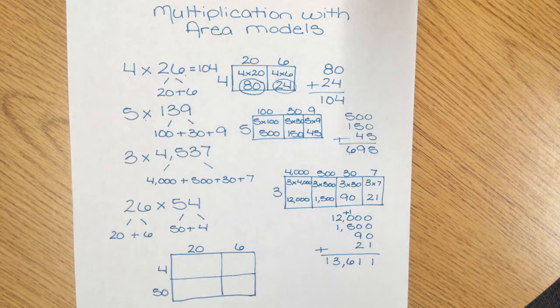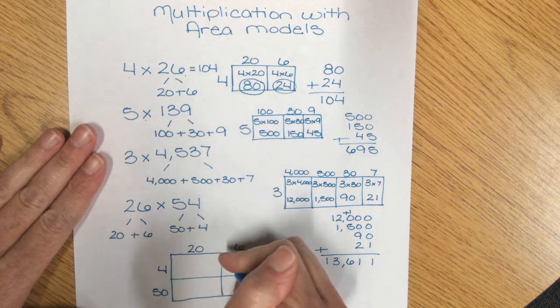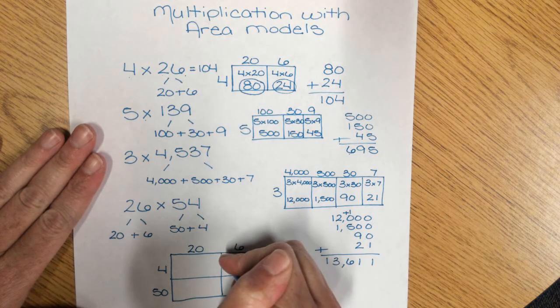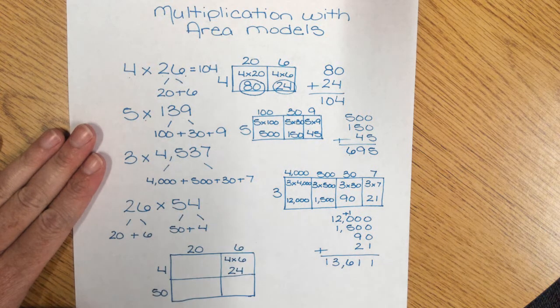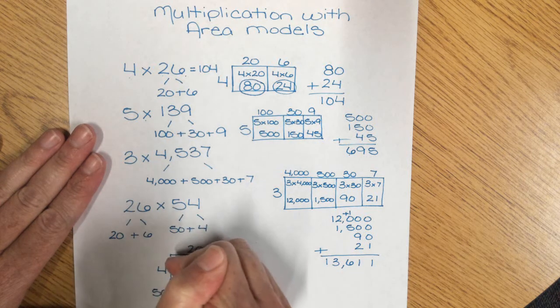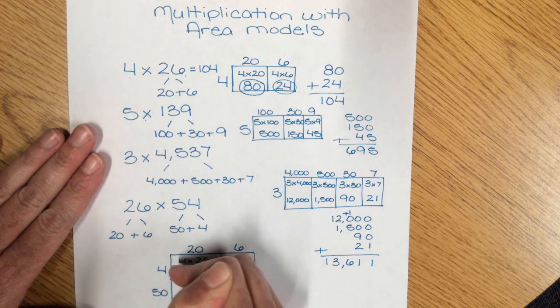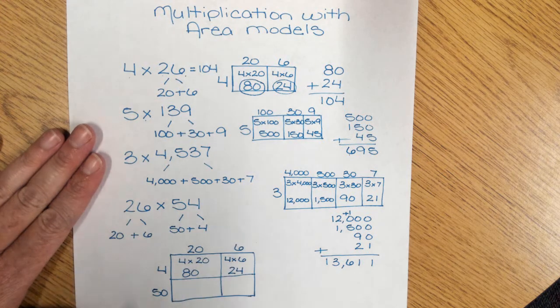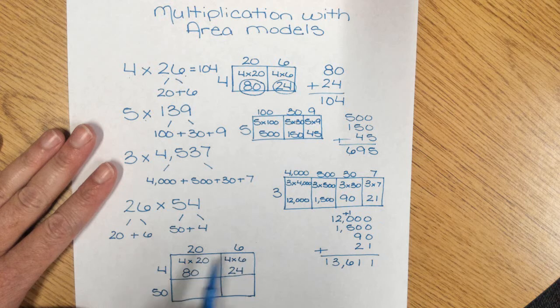Again, we're playing multiplication battleship. My 4 needs to come over. It meets my 6. 4 times 6 is 24. My 4 comes over, meets my 20. 4 times 20 is going to give me 80. Now I've multiplied everything times my 4, so I don't need to use my 4 anymore. But I'm not done with my 20 or my 6.